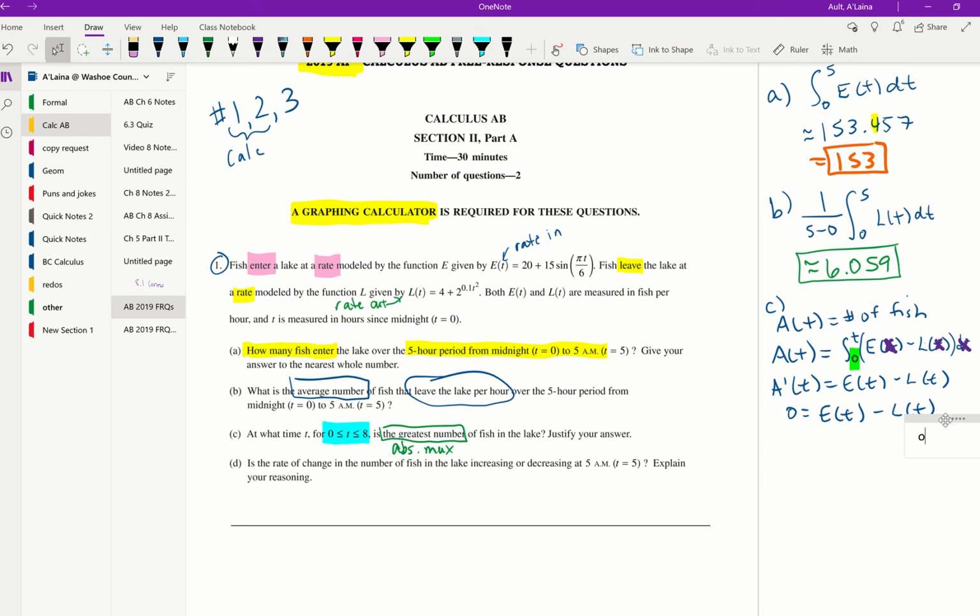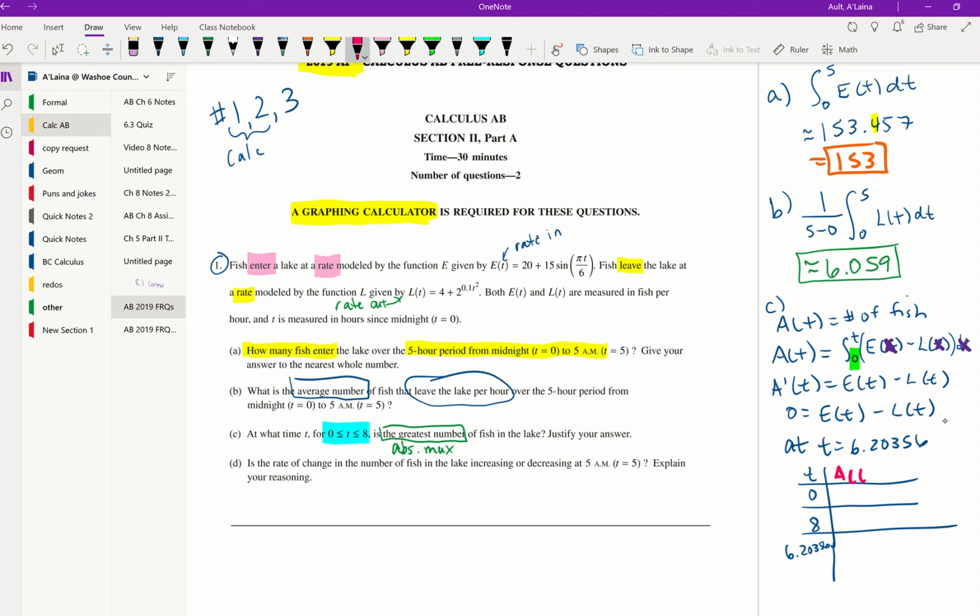So what I've got now is I now know what t is. These are equal to each other when t is equal to 6.20356. That doesn't automatically make this the time where we have the greatest number of fish in the lake, because that could happen at that t value or at one of the endpoints. What I need to do, though, is I now need to use that t value as well as check the endpoints, and I need to evaluate for A of t.